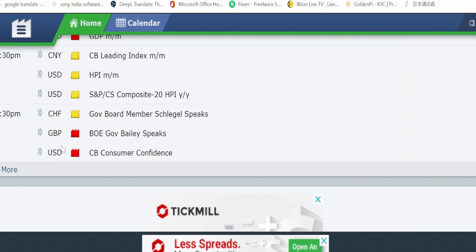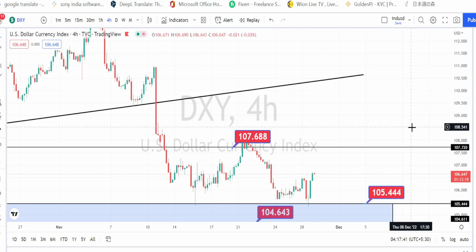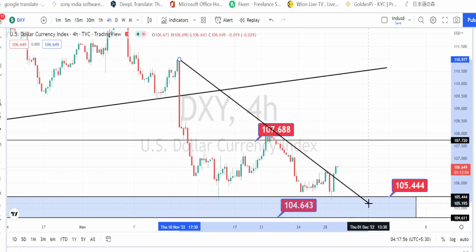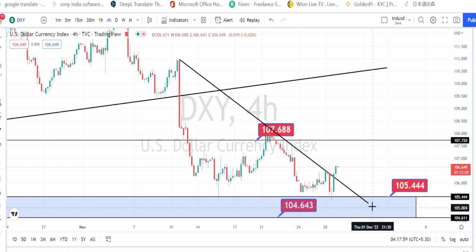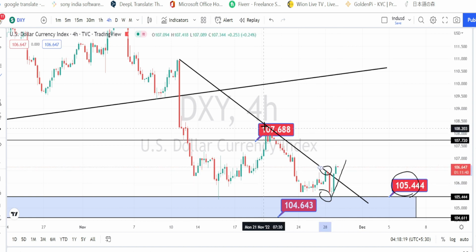Let us look at the price action in dollar index before proceeding with gold analysis. I am in 4 hours time frame of dollar index. And when we look at the current trend of the price action, it was previously in a bearish trend, and we have noticed it to take support around the support level of 105 and then to bounce back on the bullish side retracement, breaking this trend line or the resistance line.